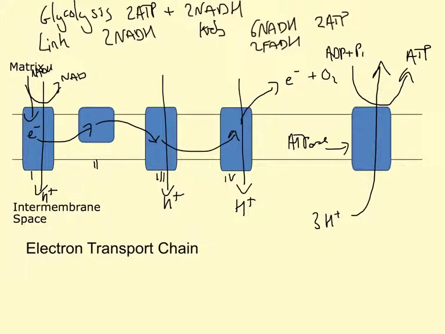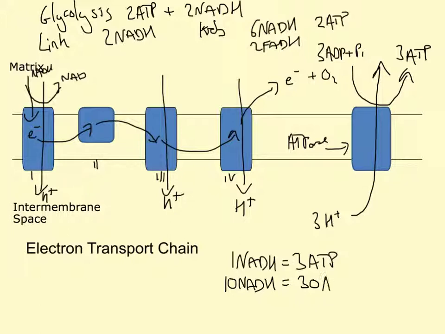Obviously we've got 3 hydrogen ions, which means that we must have 3 ADP and 3 ATP. So for each NADH, that makes 3 ATP molecules. This means with the 10 NADH that we actually have, that gives us 30 ATP being produced. Remember, we had 2 from the link reaction, 2 from glycolysis, and 6 from the Krebs cycle.